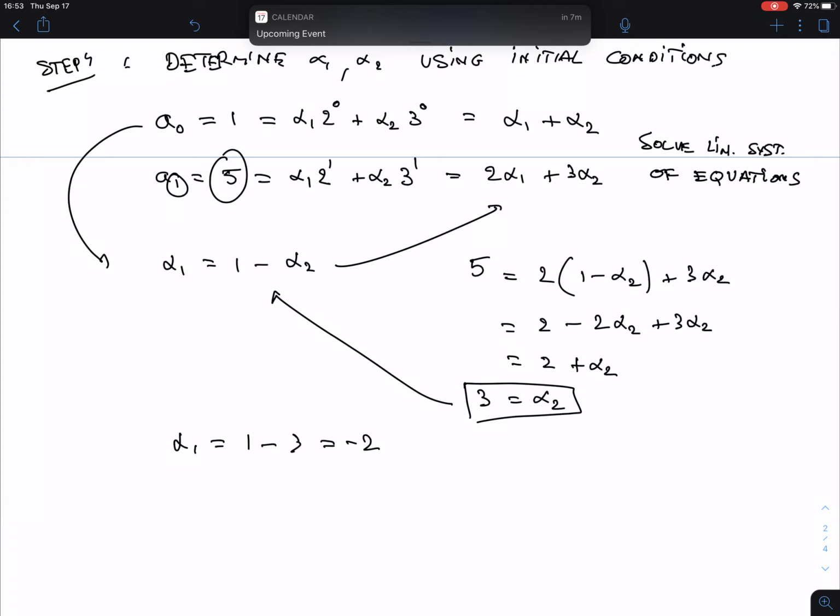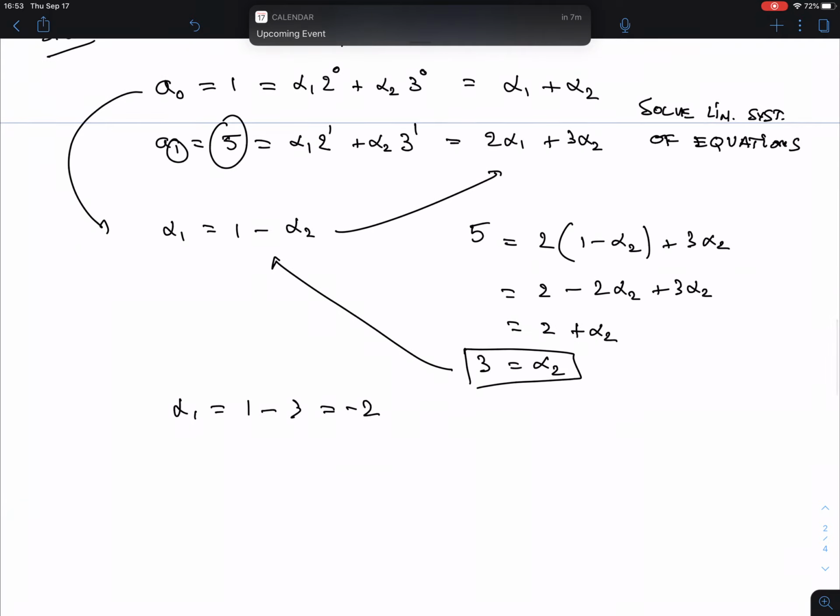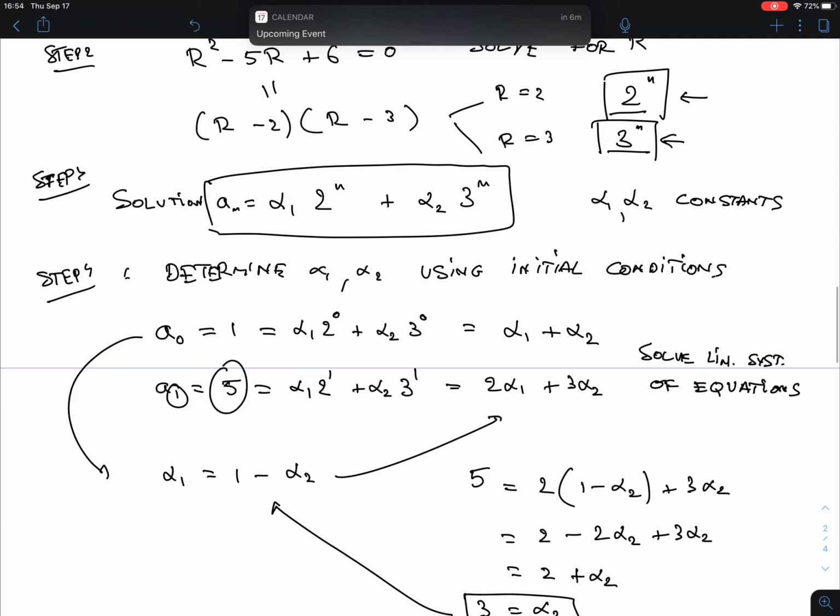So what do we have now? We have alpha 1 and alpha 2, so here's the solution. A_n is equal to negative 2 times 2 to the power n plus 3 times 3 to the power n. Negative 2 and 3 are the coefficients, alpha 1 and alpha 2, that at the beginning I didn't know, but now I know.